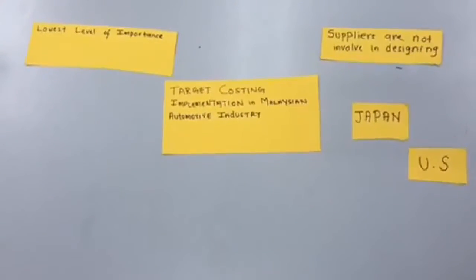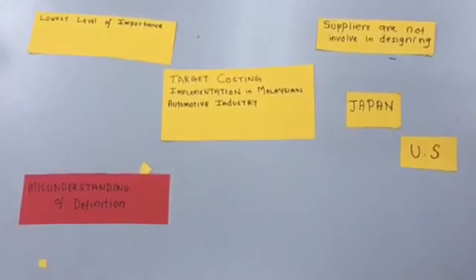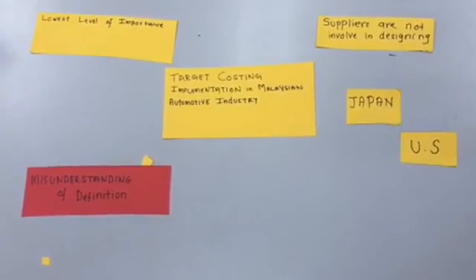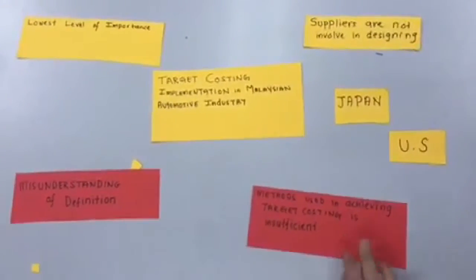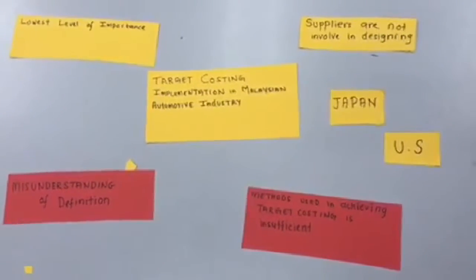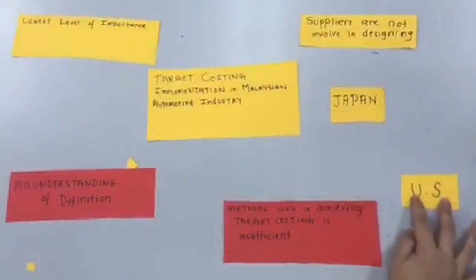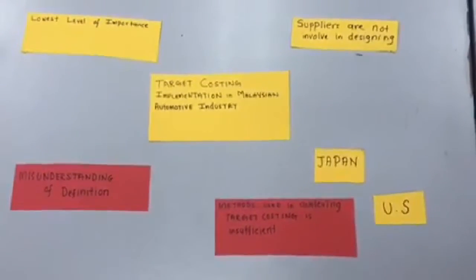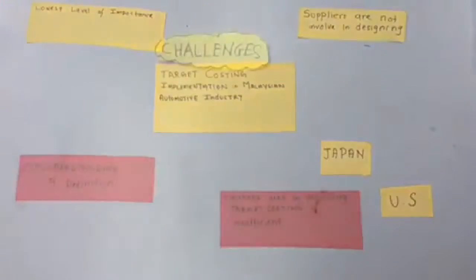Thirdly, there are misunderstandings in the definition of target costing according to Malaysian, hence making their way of conducting the technique wrong. Lastly, methods used in achieving target costing in Malaysia is insufficient. Here, most Malaysians do not practice the correct method as compared to the US and Japan. Therefore, it is evaluated that target costing is not applicable in Malaysia.